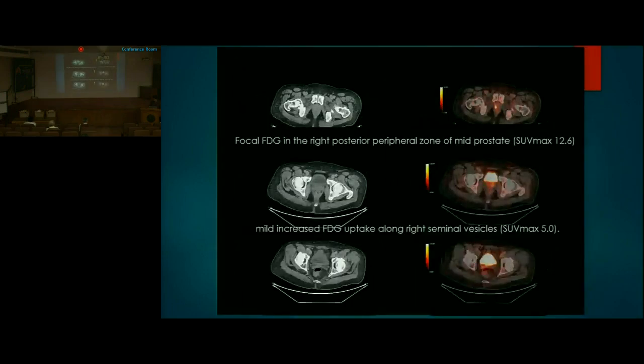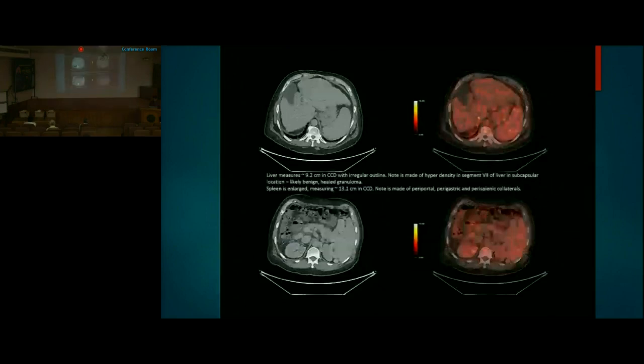On the pelvic images, we could find a focus of increased tracer uptake in the right peripheral zone of the prostate with an SUVmax of 12.6 and another uptake in the right seminal vesicle with an SUV of 5.0. Since the patient had fever, and the seminal vesicle uptake and the prostate uptake were non-contiguous, we gave a likely impression of an infective etiology. Apart from that, the liver had an irregular outline with a few perigastric and perisplenic collaterals. So that's it. Thank you.